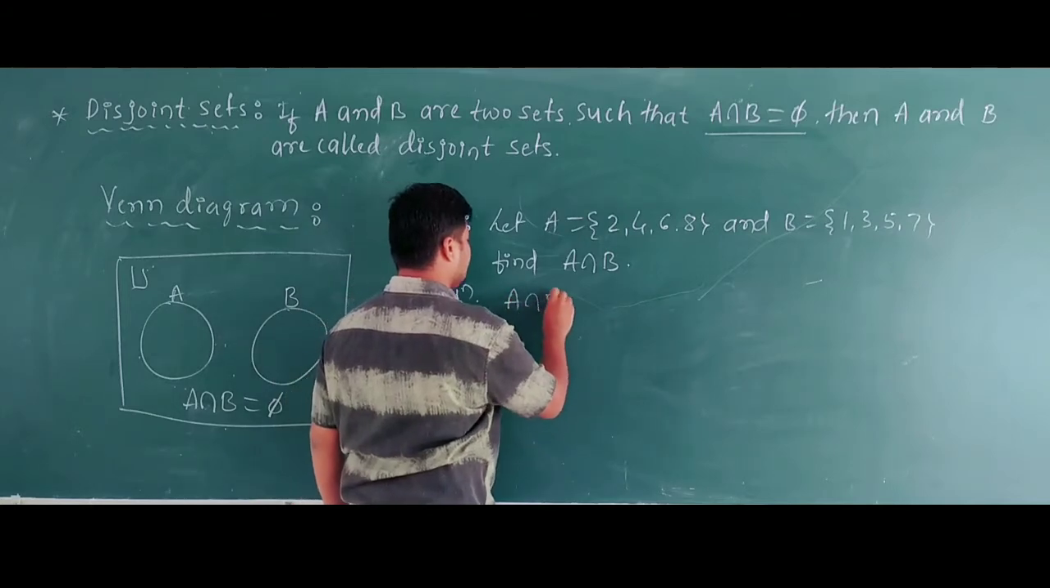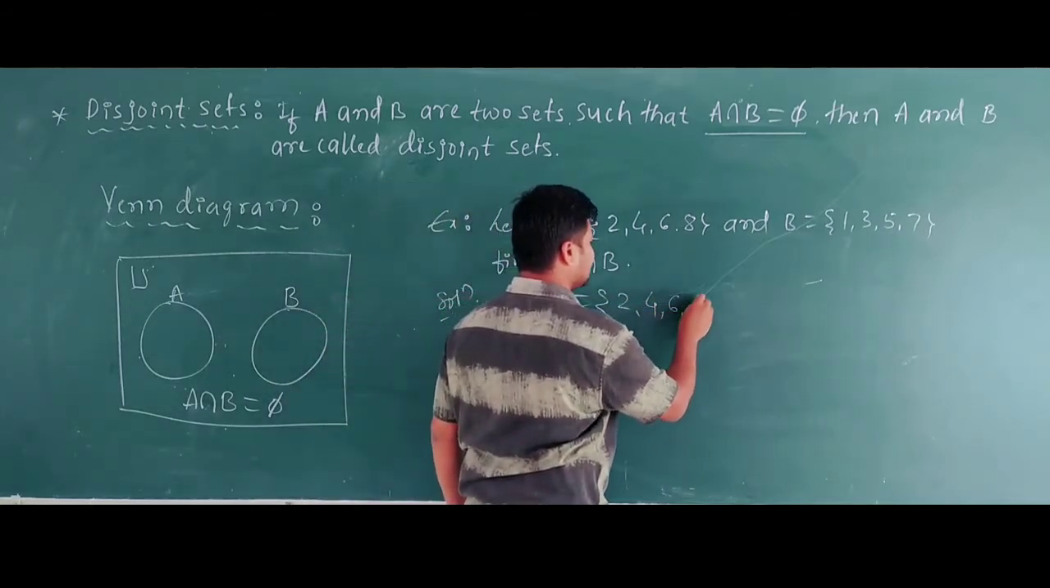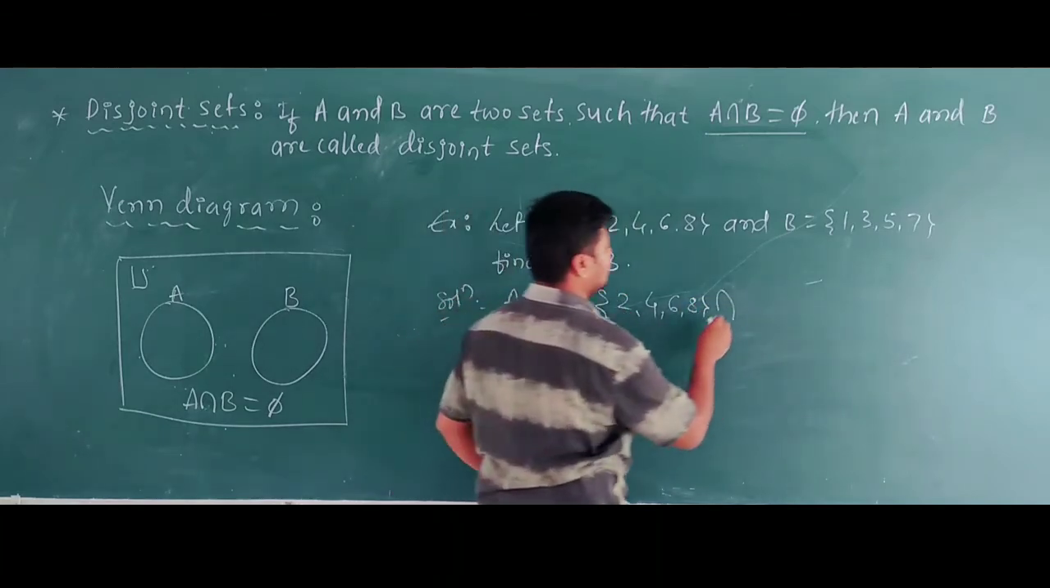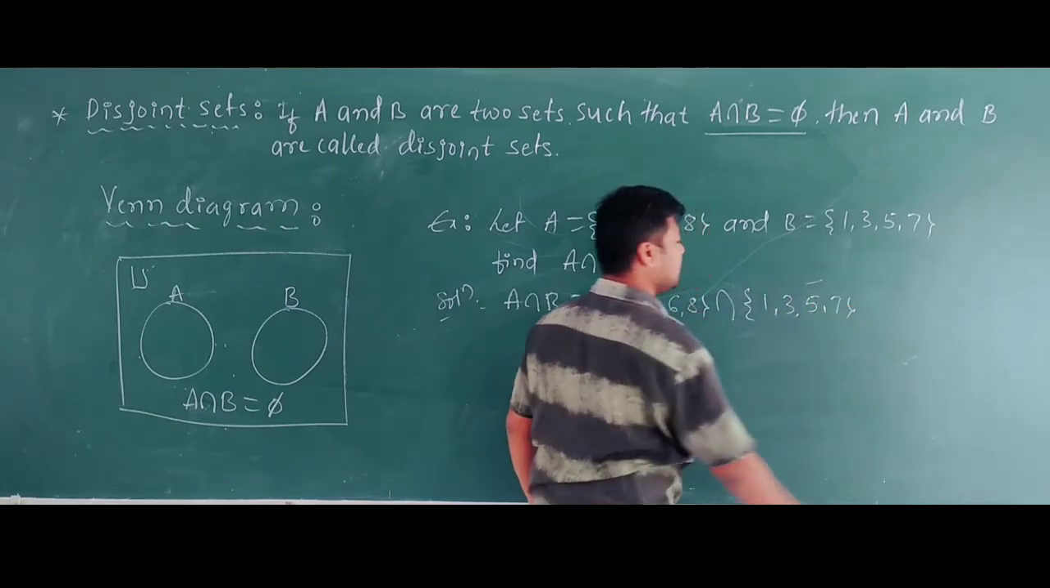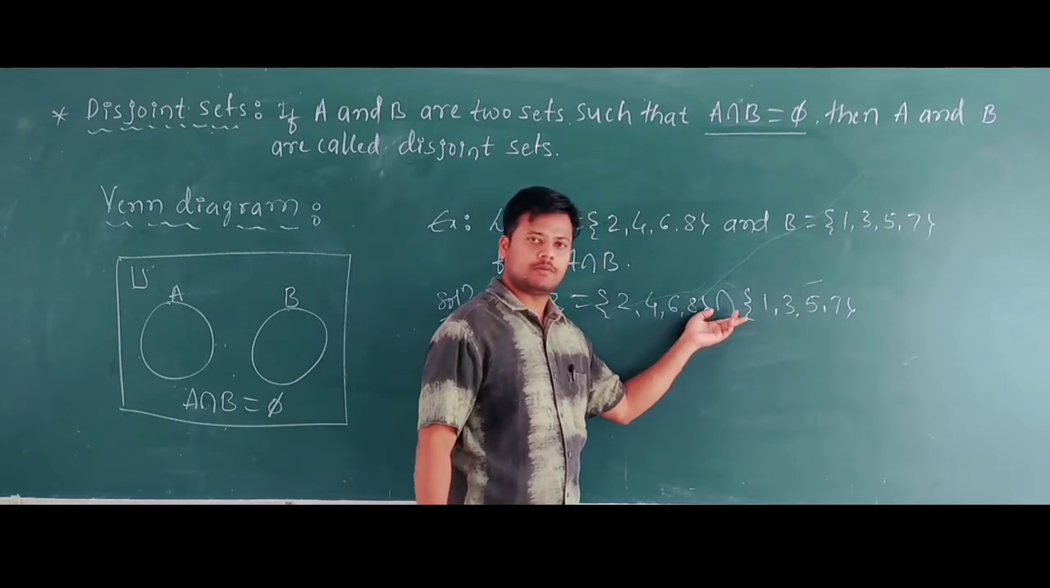A intersection B equal to set A nodi 2, 4, 6, 8. Intersection. Operation is intersection. Set B in the 1, 3, 5, 7. So what is intersection? Intersection is ಏನು?